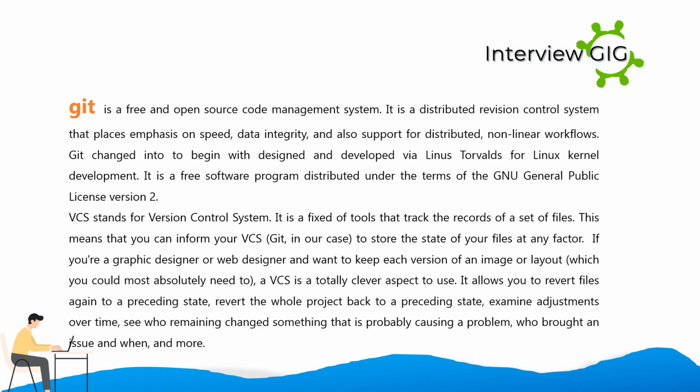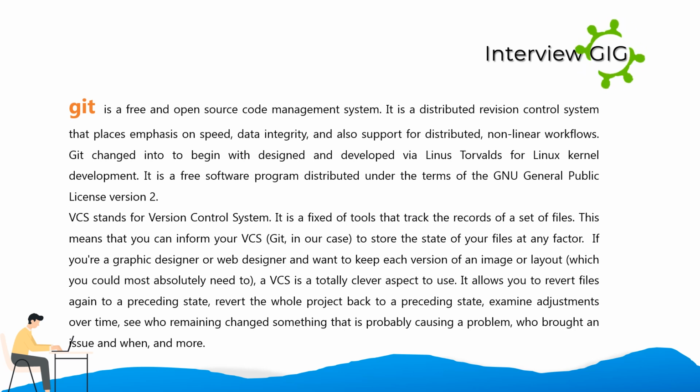Git is a free and open-source code management system. It is a distributed revision control system that places emphasis on speed, data integrity, and support for distributed, non-linear workflows. Git was initially designed and developed by Linus Torvalds for Linux kernel development. It is free software distributed under the terms of the GNU General Public License version 2.